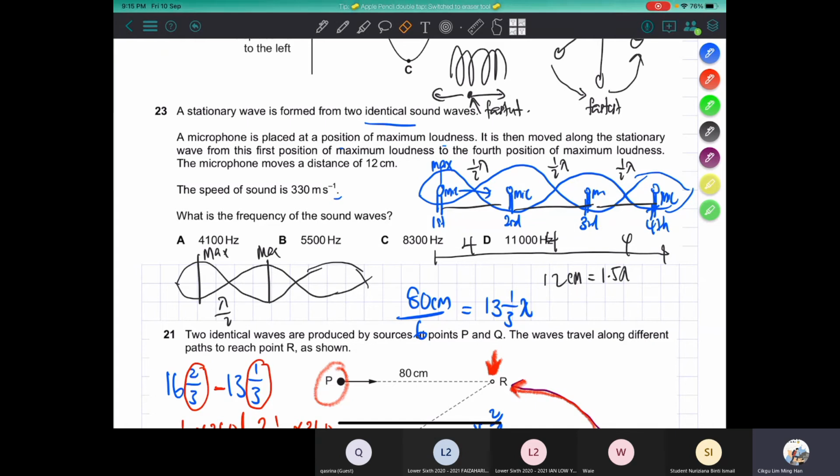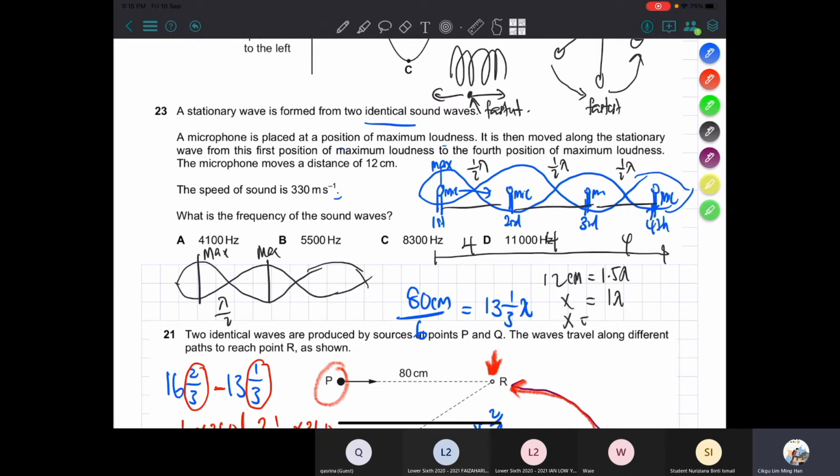So your wavelength, you cross multiply now. One wavelength is equal to x. So 12 divided by 1.5, you get about 8 cm. So this one is 8 cm, which is about 0.08 meter.